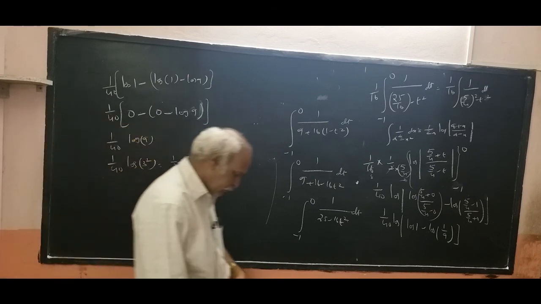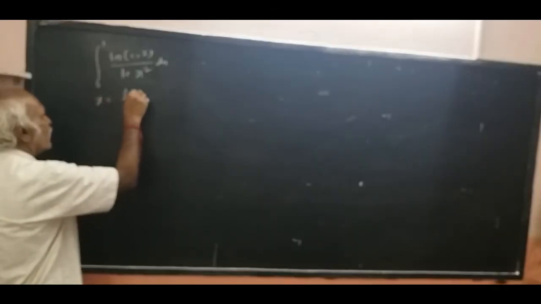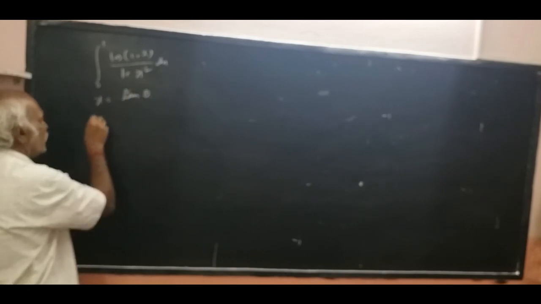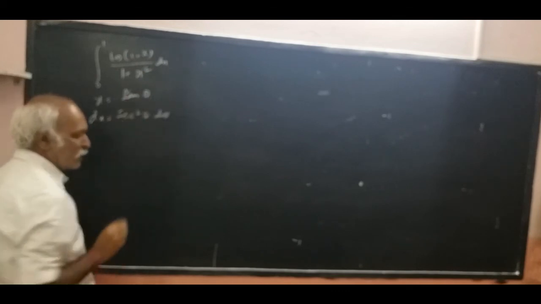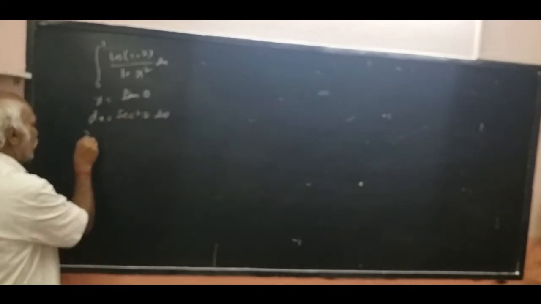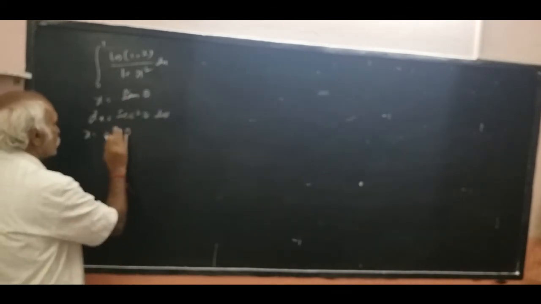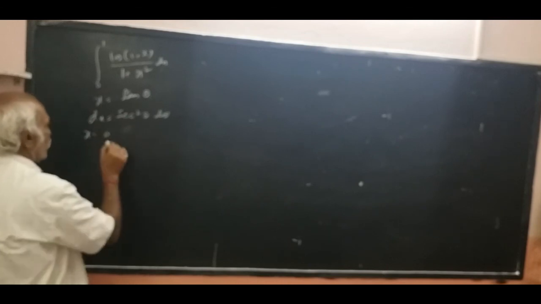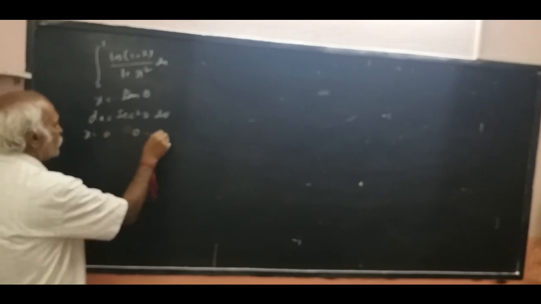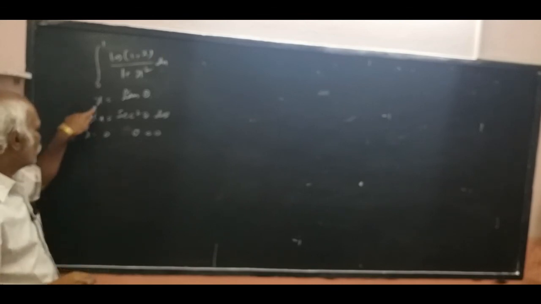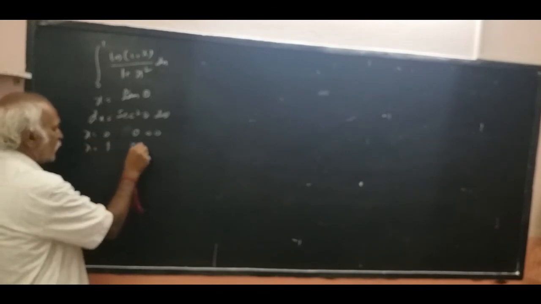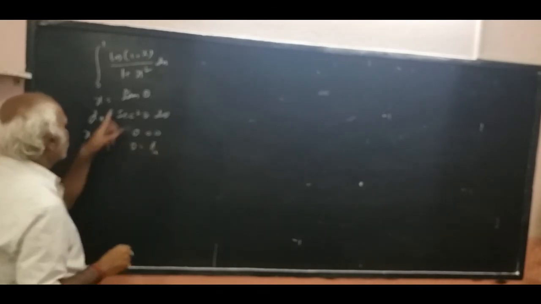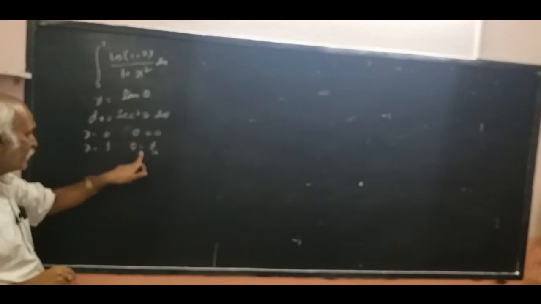Okay, please note down. Let x is equal to tan theta. So what is the dx? Secant square theta d theta. Observe here what I am doing. Now x is equal to 0, theta is equal to 0. Okay, when you put x is equal to tan theta, x is equal to 0, theta is equal to 0. X is equal to 1, theta is equal to pi by 4. Because tan 45 is 1, sir. So we are changing the limits.